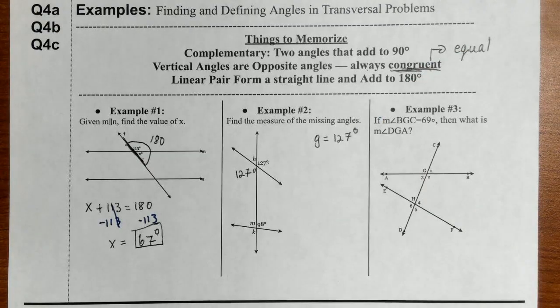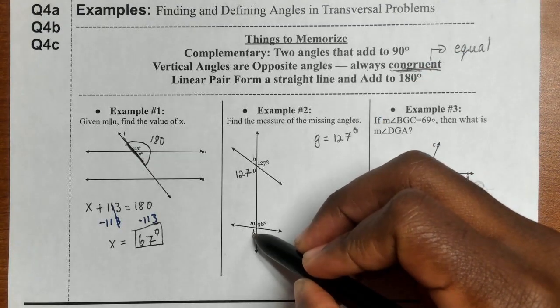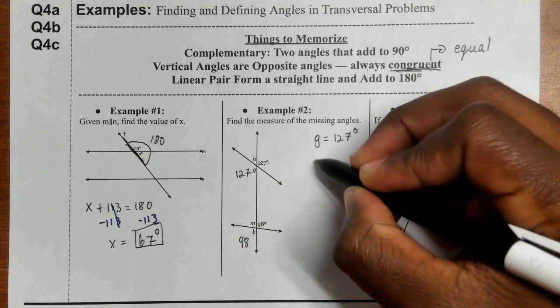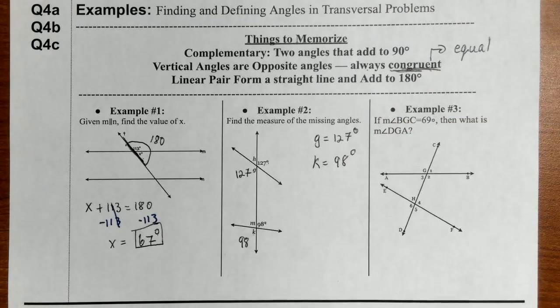Okay, what else do we know? If this angle and this angle are opposite one another, they're also vertical angles. So K would also be 98. So K is 98.